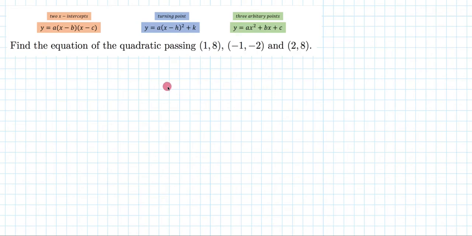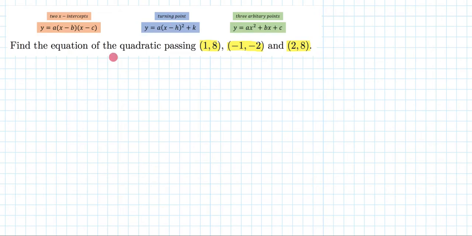So we are trying to determine quadratic rules, and in this question we are told to find the equation of the quadratic passing through three points. Now when we're trying to figure out a quadratic equation, we know it can exist in 3 forms. It can either be in x-intercept form, or when given a turning point it could be in turning point form, or when given 3 arbitrary points it could be in this form. From this question it's quite clear that I've been given 3 arbitrary points.